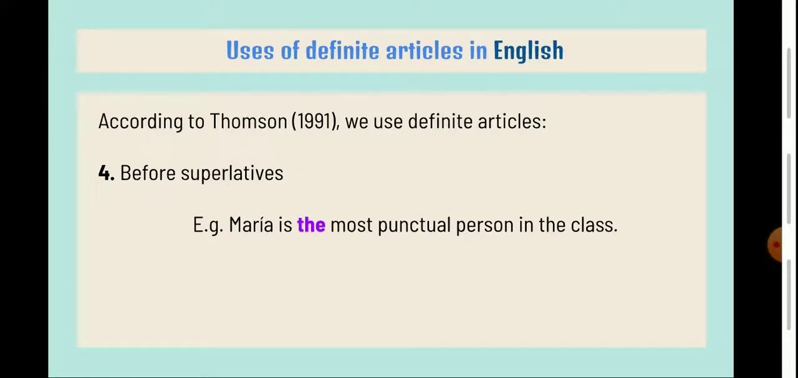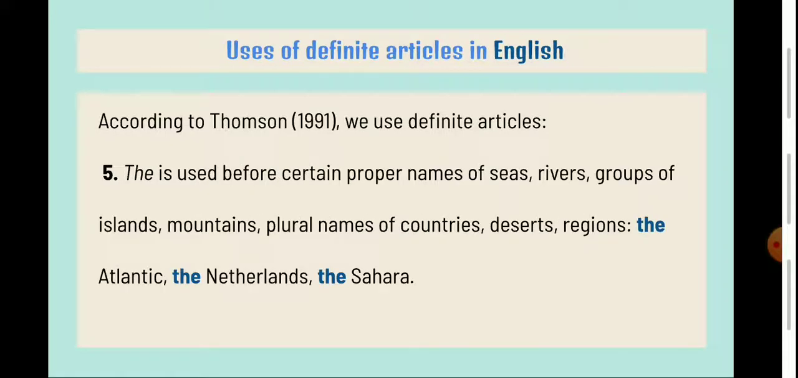We also use definite articles before superlatives. For example, Maria is the most punctual person in the class. We use definite articles before certain proper names of seas, rivers, groups of islands, mountains, plural names of countries, deserts, and regions. For example, the Atlantic, the Netherlands, the Sahara.